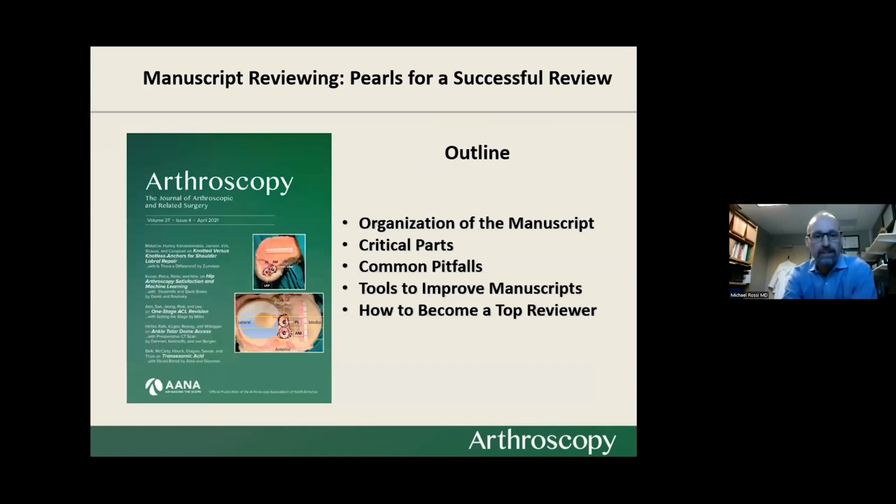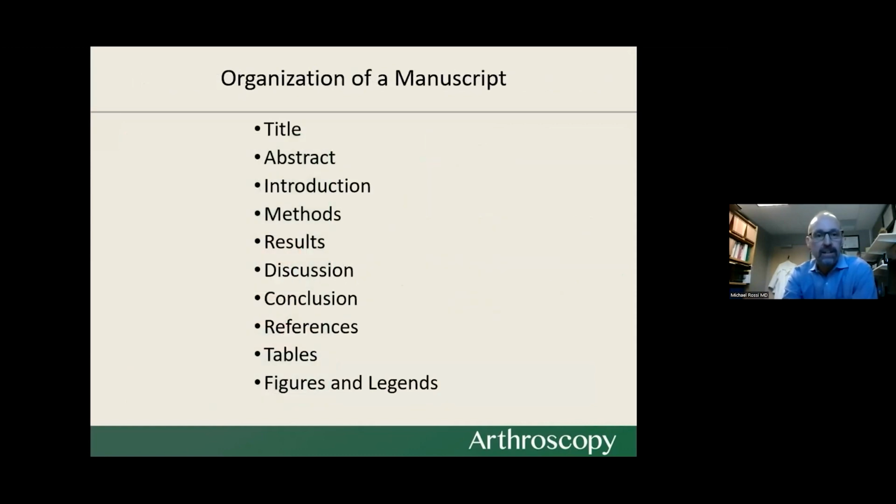Today, I'd like to talk about successful pearls to review a manuscript, the organization of the manuscript, its common pitfalls and critical parts, tools to improve the manuscript, and how to become a top reviewer. To do this, I will go through the manuscript just as Dr. Washer did: the title, abstract, introduction, methods, results, discussion, conclusion, references, tables, and figures. And we'll go in that outline to talk about what the specific pearls and controversies can be.